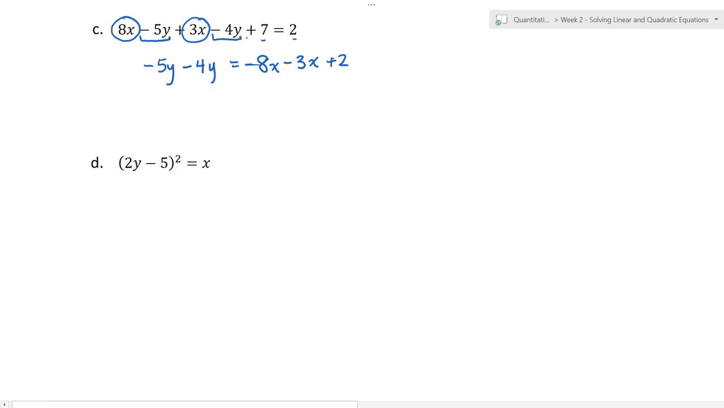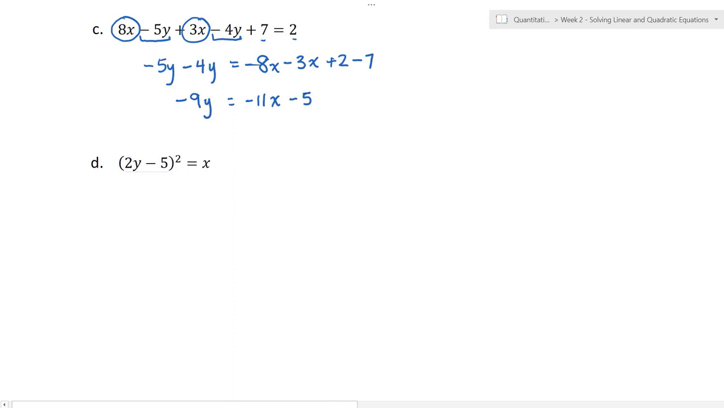And I'm going to take this positive 7 and move it to the other side of the equal sign with the 2, making it negative 7. Now it's time to collect like terms. Negative 5 and negative 4. So if I collect those two terms, negative 5 minus 4, I get negative 9y equals negative 8x minus 3x. So those are like terms because they have the same variable. Negative 8 minus 3 is negative 11x, and then 2 minus 7 is negative 5.